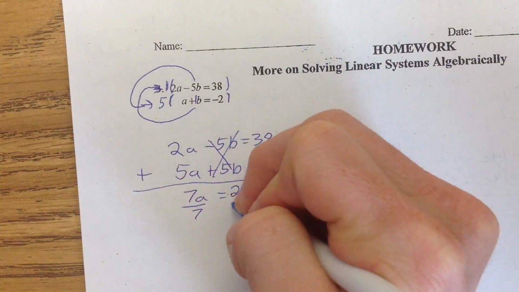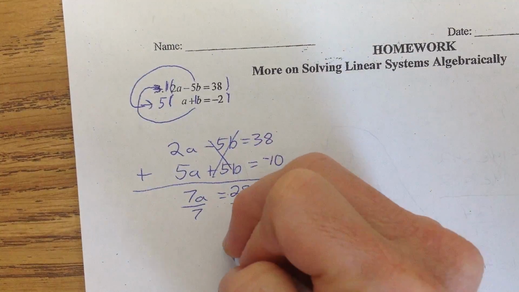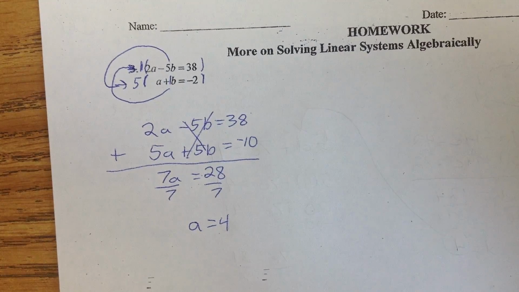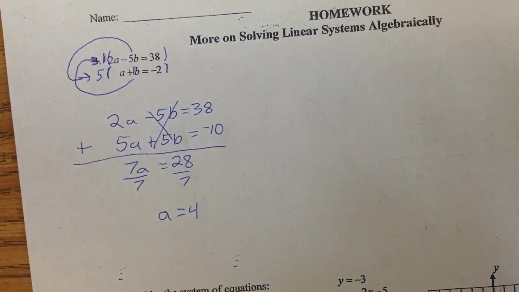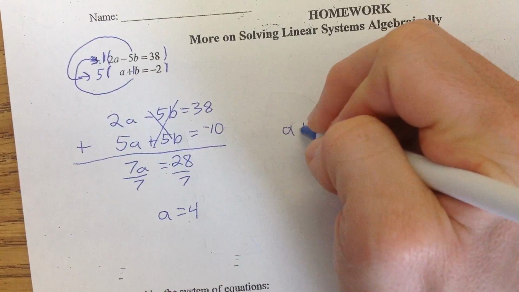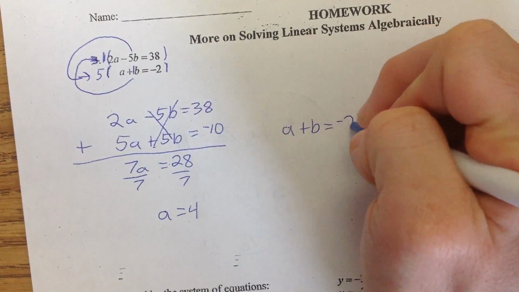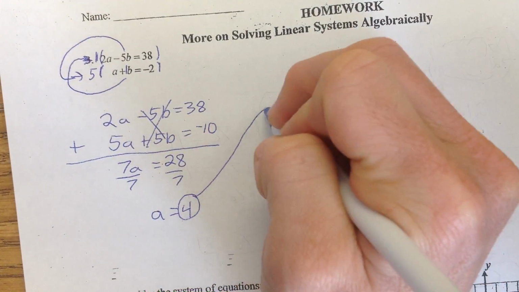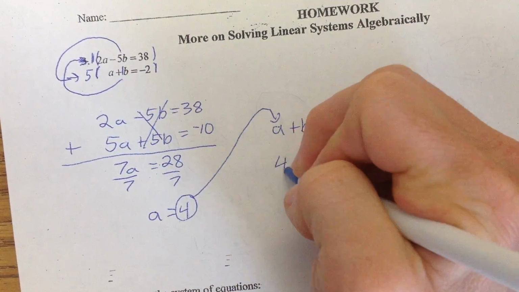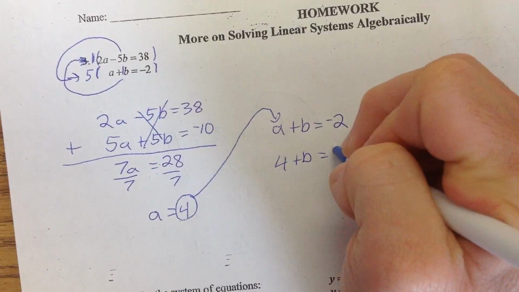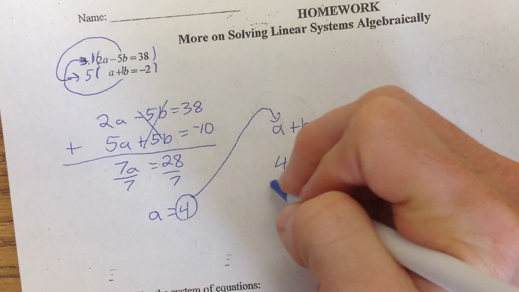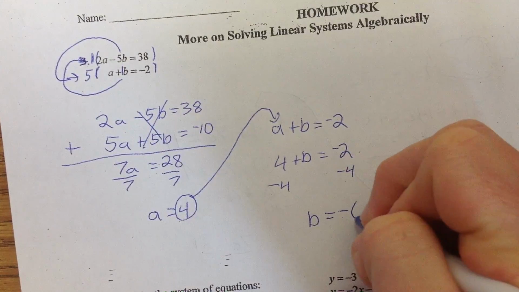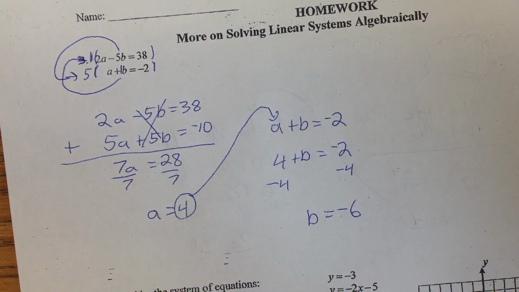We can divide both sides by 7, and we're going to end up with a equals 4. Okay. So this is a good start, but we still need to find the other letter. So let's use this equation because this one's a whole lot shorter. A plus b equals negative 2. Take the 4 and plug it in here. So we get 4 plus b equals negative 2. Subtract 4 from both sides and get b equal to negative 6.